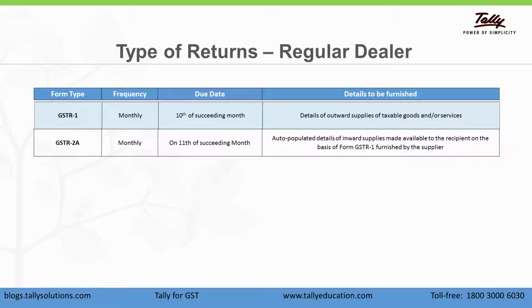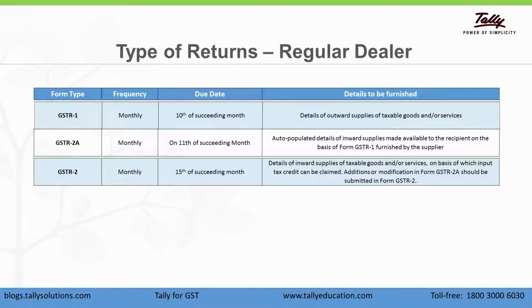Form GSTR2A is an auto-populated form made available on 11th of the succeeding month. It contains details of inward supplies based on GSTR1 filed by the dealer's suppliers. Form GSTR2 is to be filed by a regular dealer on 15th of the succeeding month. Any additions or modifications in Form GSTR2A must be submitted in Form GSTR2.